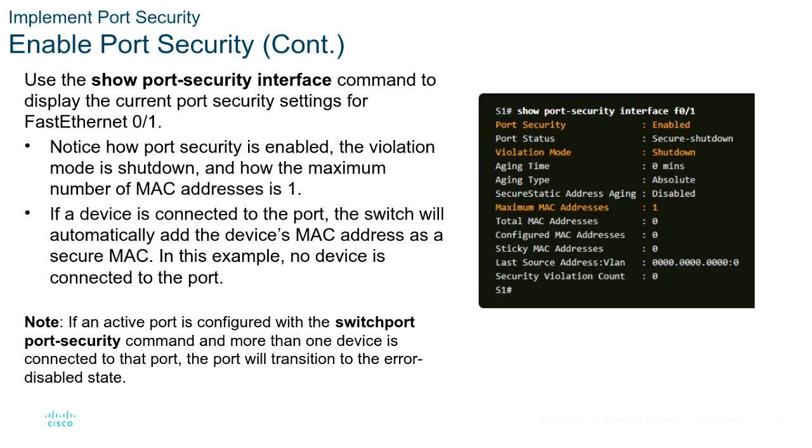Now, this is the default setting. The violation mode is shutdown, and the maximum number of MAC addresses is 1. So as soon as I plug the dean's computer into port 6, the switch will learn the dean's legitimate computer that's in the dean's office suite, and add that to its maximum. That's the one address that it gets by default.